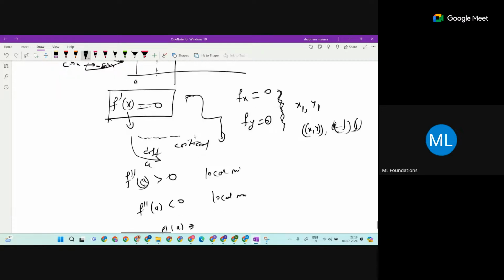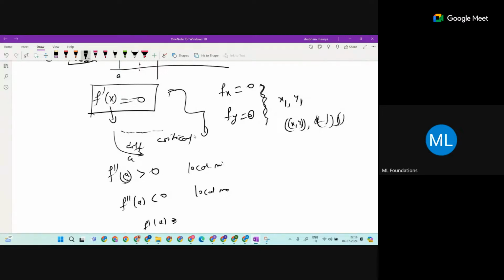Once we have the critical points, there is a formula. f double x means the partial derivative twice with respect to x, and similarly with respect to y, and multiply them, minus the partial derivative with respect to x and then y, squared. So you can check the exact formula; this time I don't remember it. And this should be greater than 0. More conditions will come.